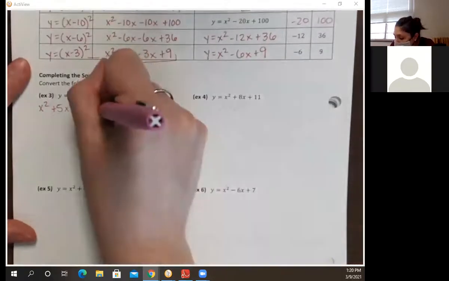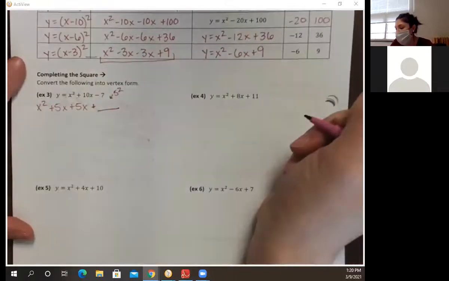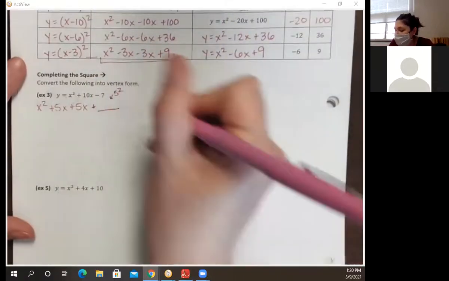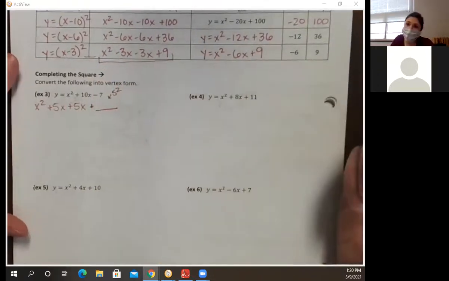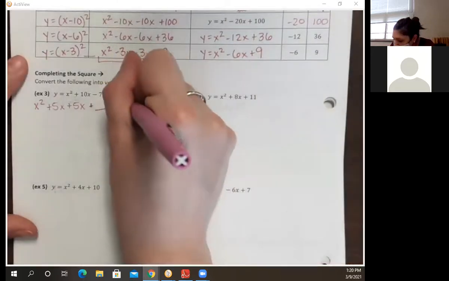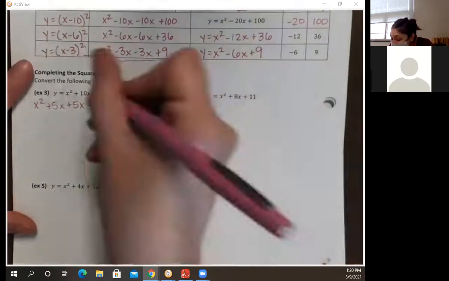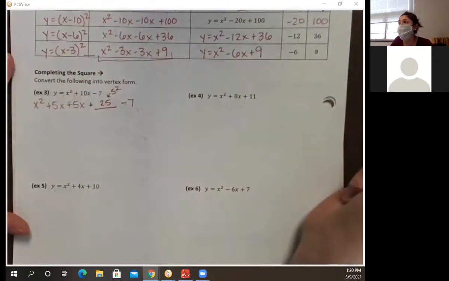What I want here is 5 squared. What I have is negative 7. So I can't just throw away the negative 7. That changes the problem. But what I can do is scoot it back out of the way and then fill this blank in with the number that I want, which is 5 squared, or 25.